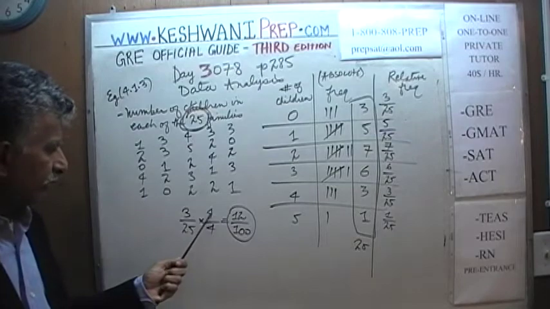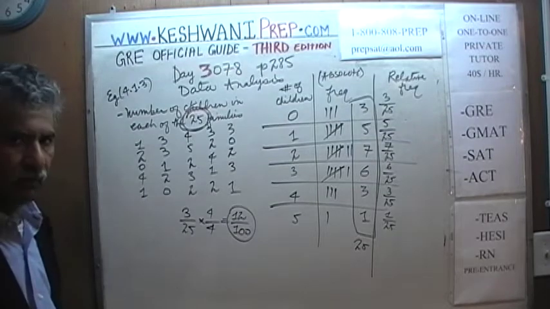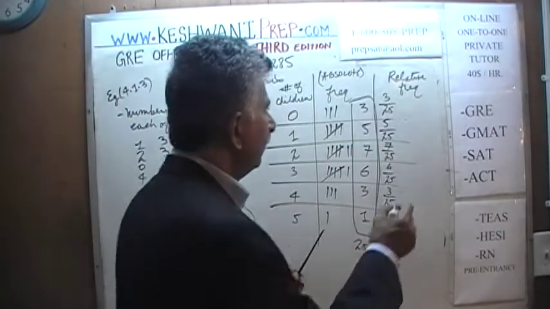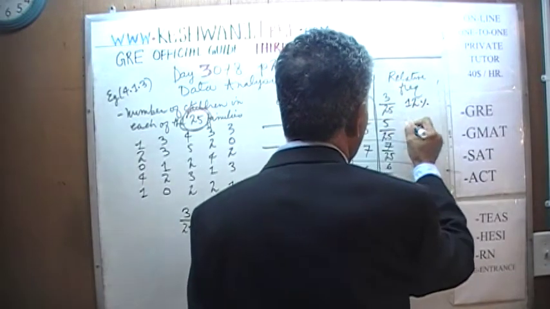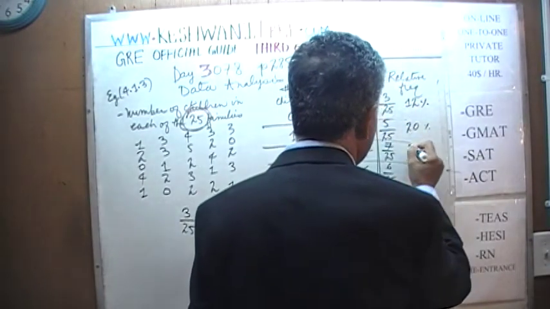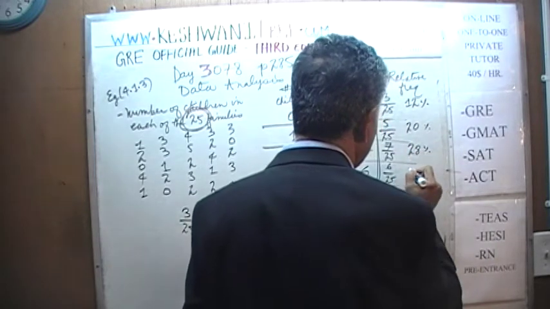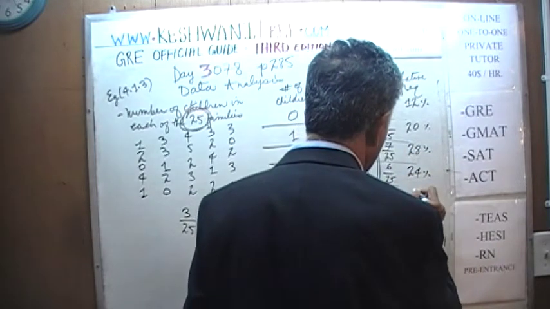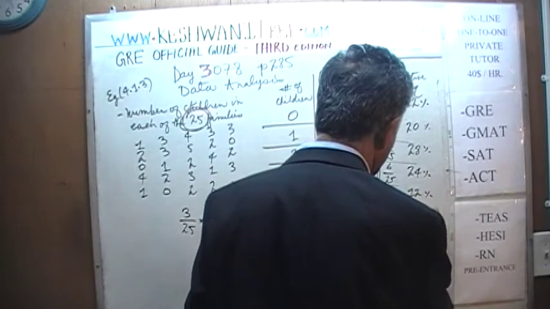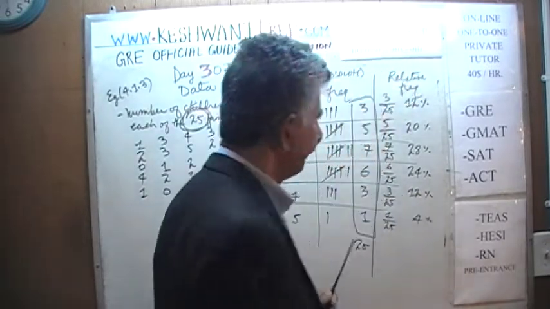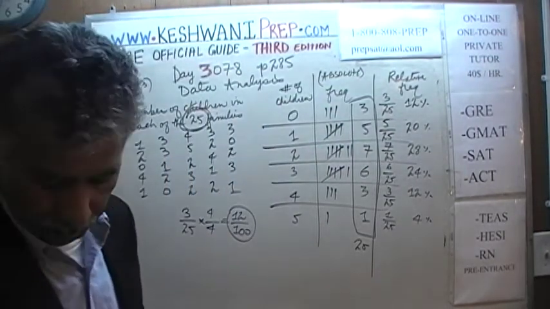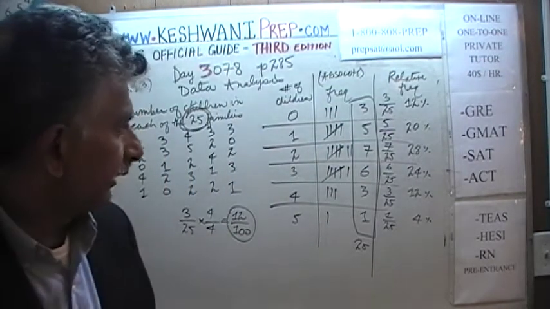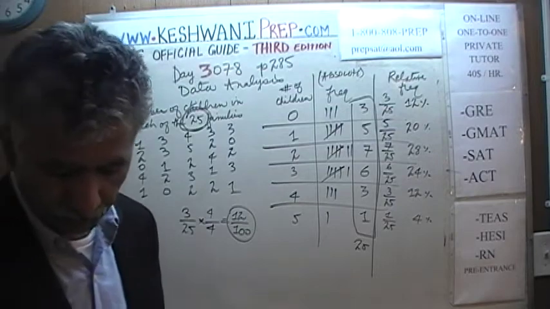In other words, all we have to do is multiply all of these frequencies by 4, and we will have our percentage. So 3 times 4 is 12. 5 times 4 is 20. 7 times 4 is 28. 6 times 4 will be 24. 12. And 4%. That's all. 12, 20, 28, 24, 12, and 4.